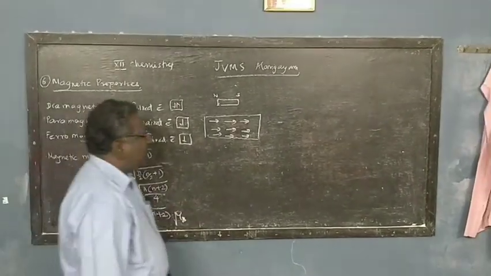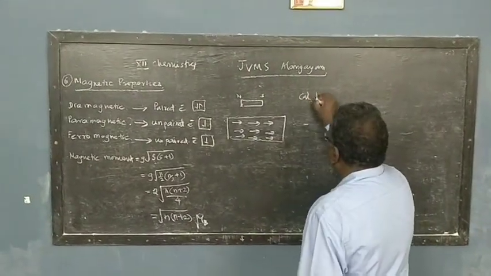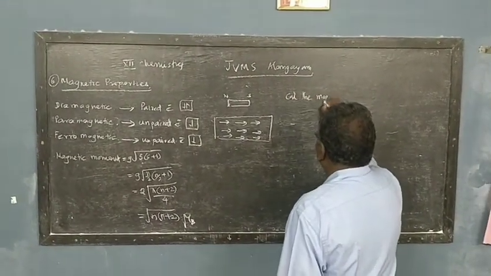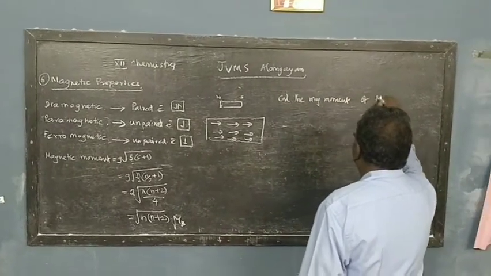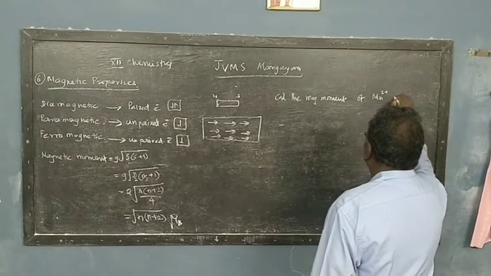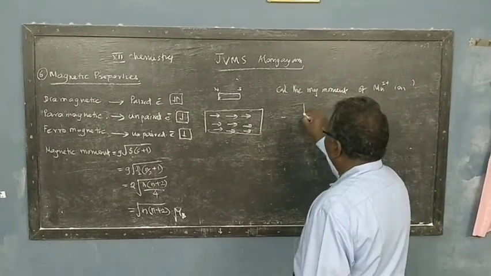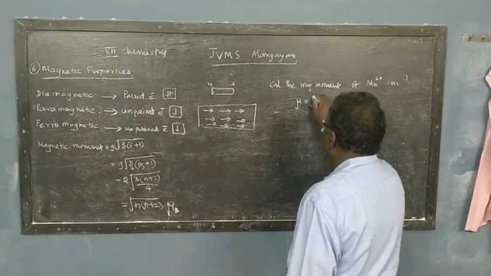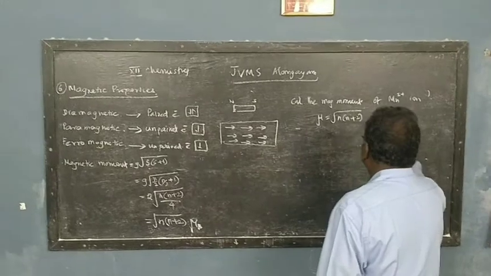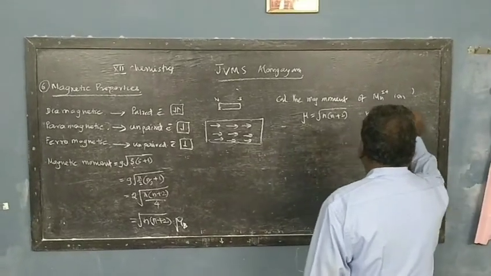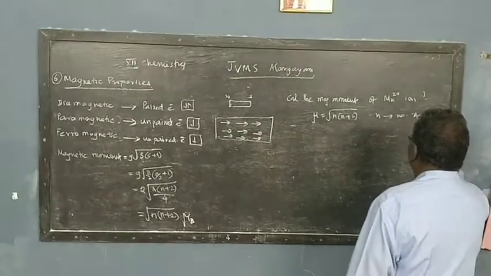For example, they ask simple problems like this. Calculate the magnetic moment of Mn plus 2 ion. Two more questions of this kind they will ask. Now we know the formula: mu is equal to root of n into n plus 2. N is the number of unpaired electrons. That's what we have to find out.